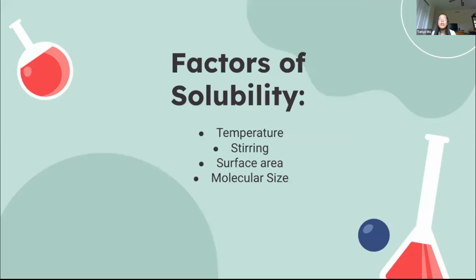Surface area: if you take a big block of salt and try to dissolve it with water, it's a lot harder than taking little crystals of salt and dissolving them in water, because little crystals have more surface area compared to the volume. So it's really easy for the water to surround and dissolve them. But if it's in a bigger shape, then it's harder. And molecular size: if two things are equal in all other characteristics, the smaller molecule is going to dissolve faster.